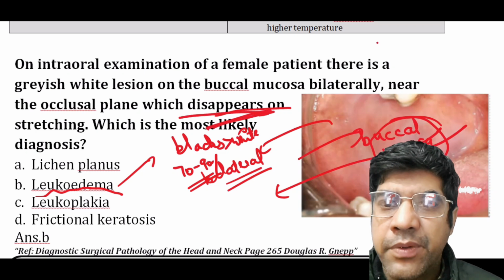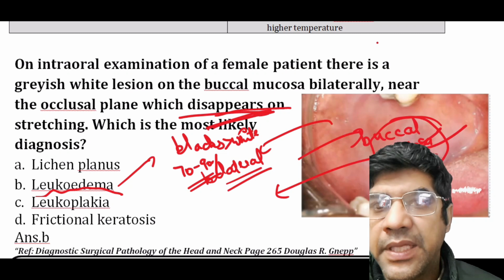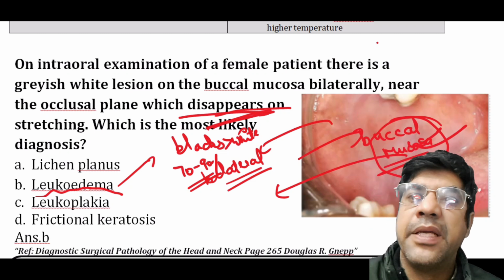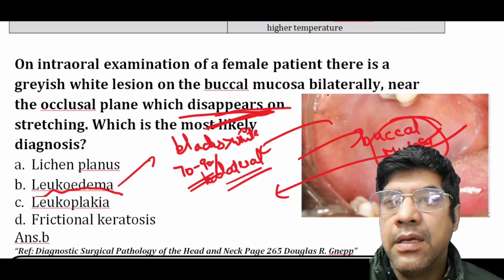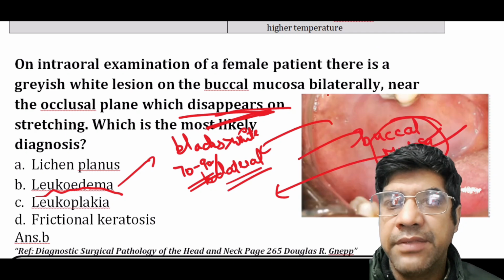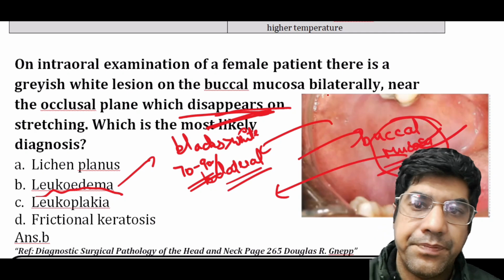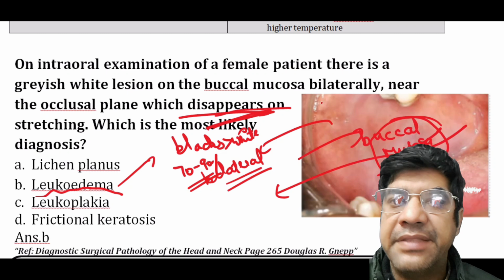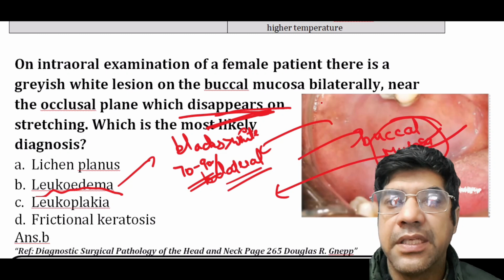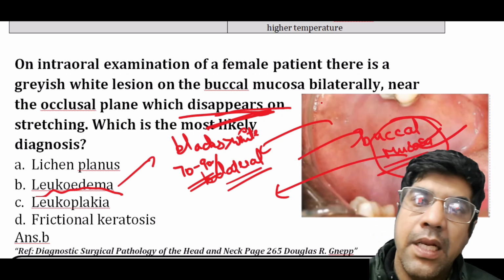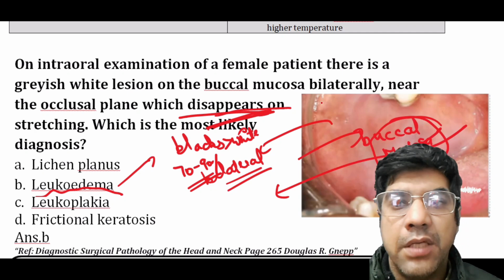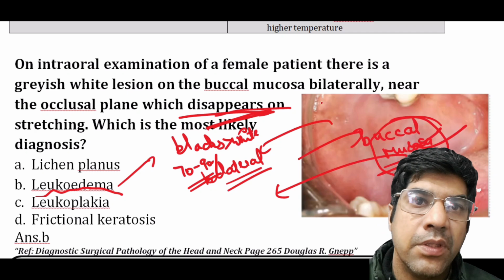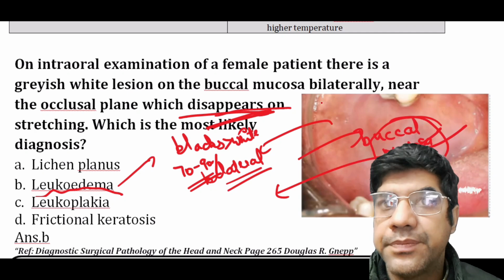On biopsy, you can see an increase in the thickness of the epithelium. There can be edema of the spinous layer and cells that are large with pyknotic nuclei. So in the context of an MCQ, the key feature mentioned is the disappearance of the lesion on stretching, which aligns with the clinical characteristic of leukoedema. So therefore, B is the most likely diagnosis based on the provided information.